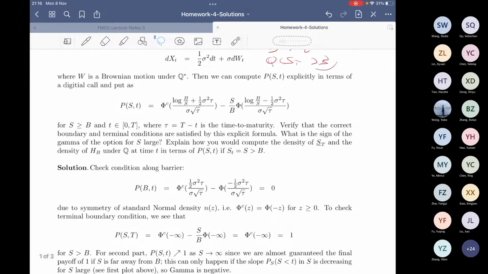So first of all, we need to verify that along the barrier, this option is worthless. In other words, that P, exactly what we see there. If we evaluate P of B, t, the answer should come out to be 0, because if you hit the barrier, the option becomes worthless.